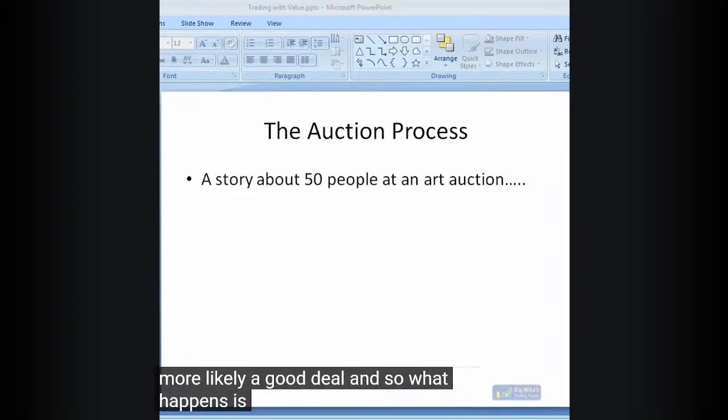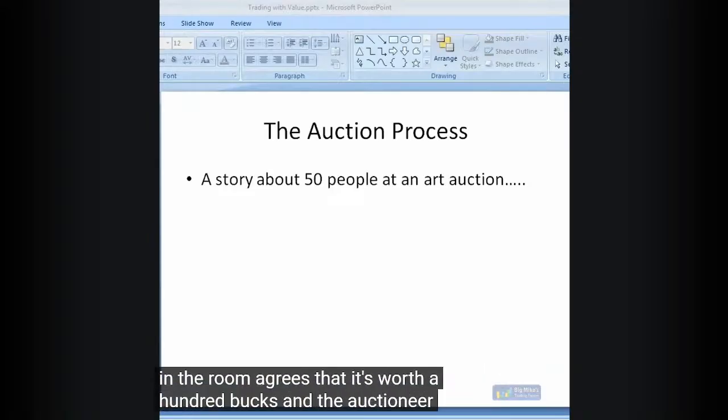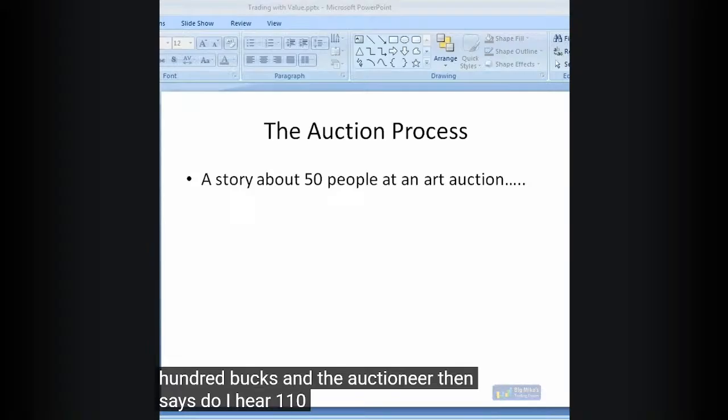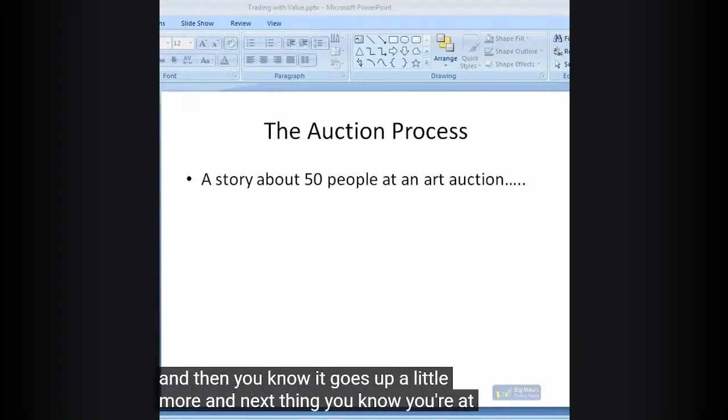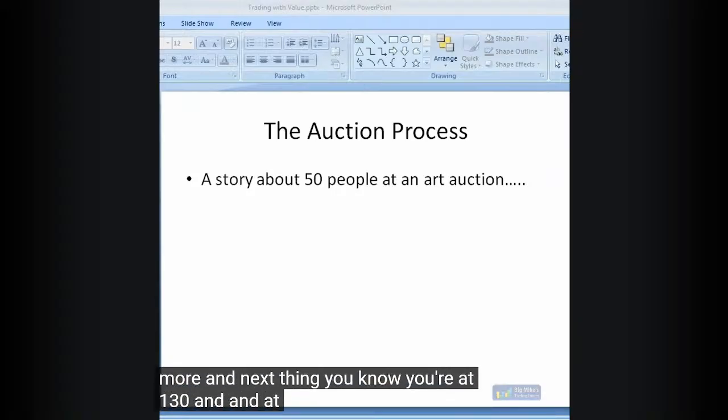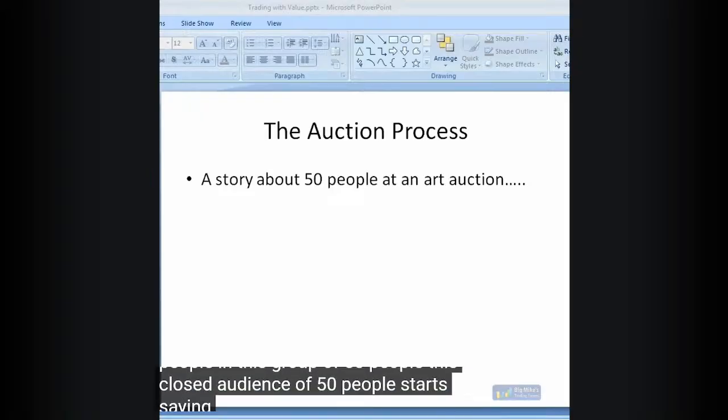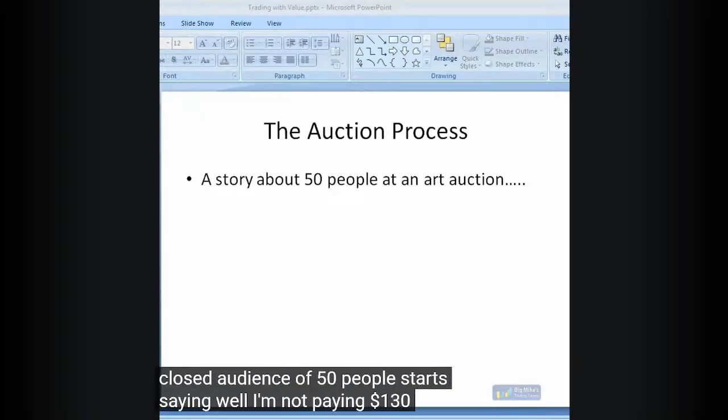And so what happens is they open bidding, say, at $100, and at that point everybody in the room agrees that it's worth $100, and the auctioneer then says, do I hear 110? Someone raises their hand, yes, I'll pay 110 for that, and then it goes up a little more, and next thing you know, you're at 130, at which point certain people in this closed audience of 50 people start saying, well, I'm not paying $130 for that thing.